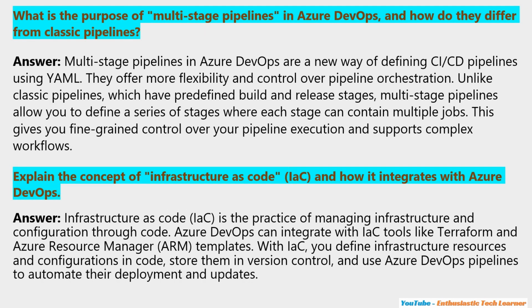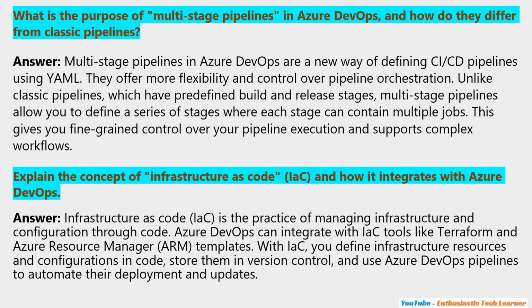What is the purpose of multi-stage pipelines in Azure DevOps, and how do they differ from classic pipelines? Answer: Multi-stage pipelines in Azure DevOps are a new way of defining CI/CD pipelines using YAML. They offer more flexibility and control over pipeline orchestration.